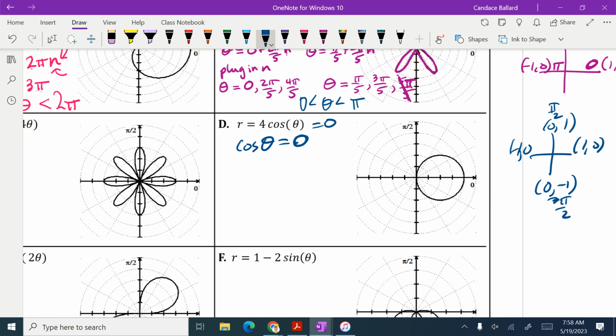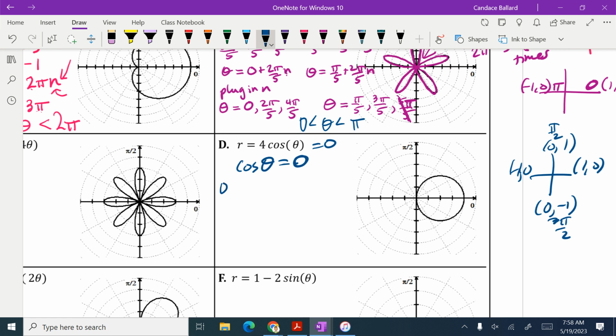And notice, so far we haven't had to go outside of the quadrant angles on the unit circle here. All right, so I know that theta equals either pi over 2 or 3 pi over 2, or any revolution of them, right? So that's why I add that 2 pi n.